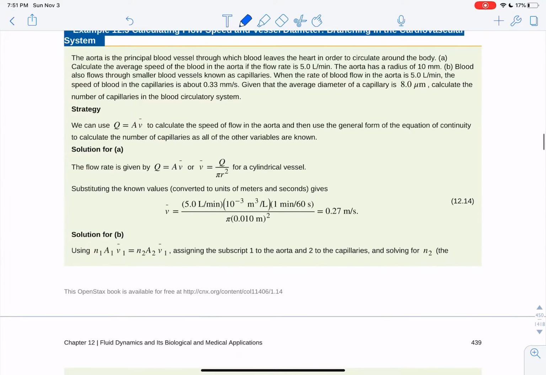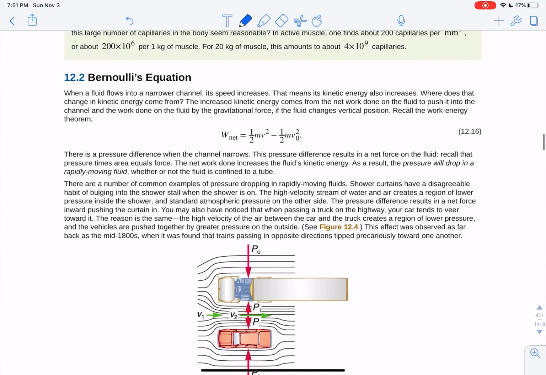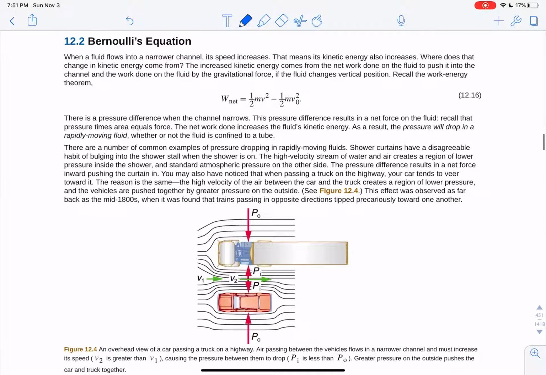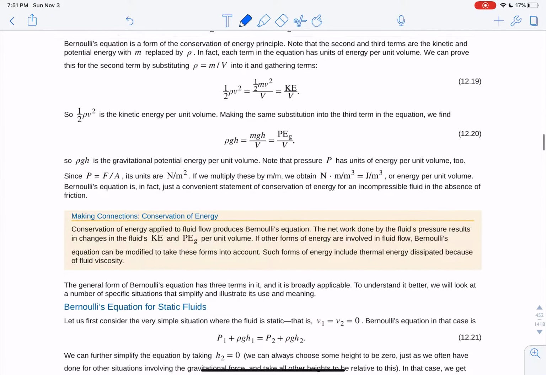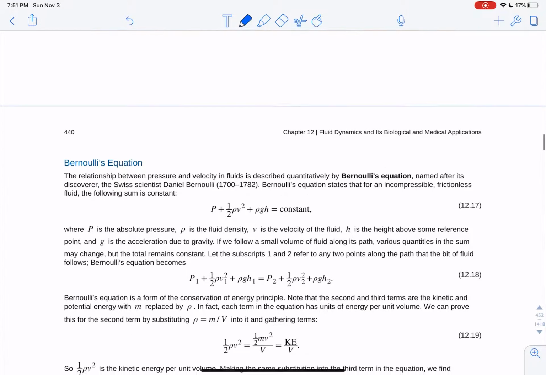We got a blood vessel there, another example. Okay, so Bernoulli's equation says that at any point in a fluid, there's something that's conserved.